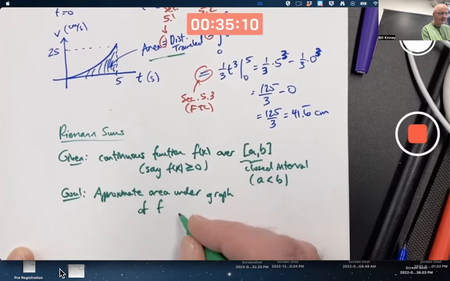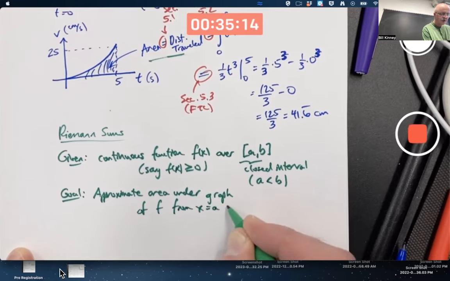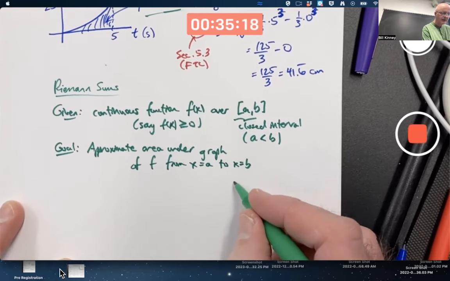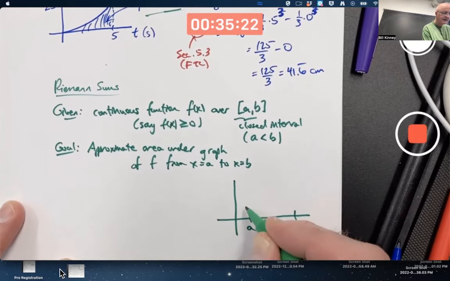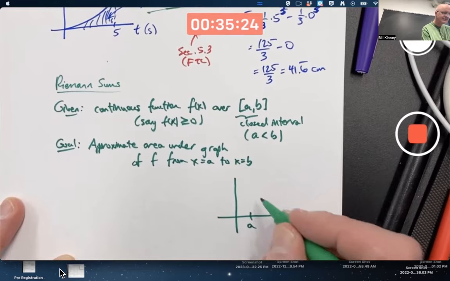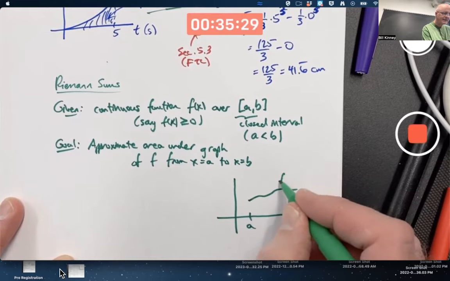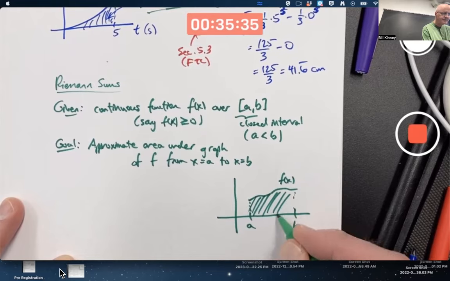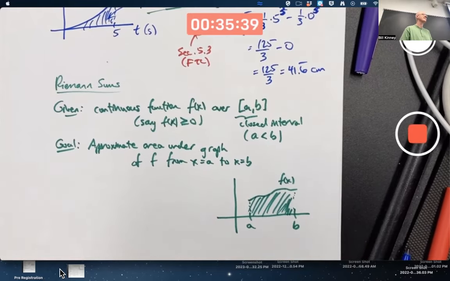Approximate the area under the graph of f from x equals a to x equals b. So here's a picture of what's going on. Here's a, here's b. I made them both positive. I didn't have to. Here's the graph of f, a nice continuous graph. That's f of x. My goal is to approximate this area with what's called a Riemann sum.